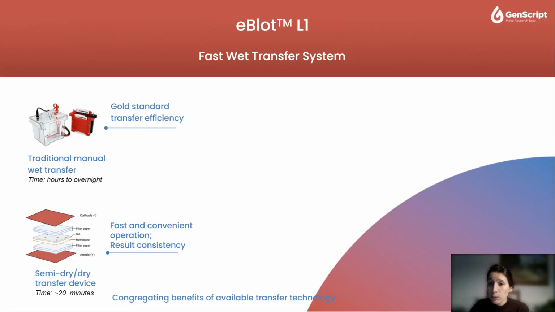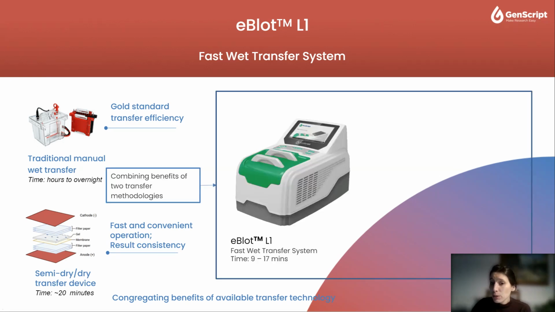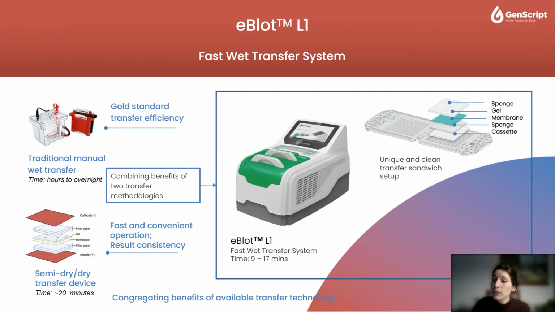The first device I'm going to go into is the eBlot, which is a fast wet transfer system. I think a lot of people are probably familiar with the gold standard for transfer, which is really the traditional wet transfer using manual methodology. There are a couple of instruments out there that automate that process. However, none of them are wet transfer systems. So they are either completely dry or semi-dry. And while that definitely reduces your time, it is still fairly limited, as the results end up being inconsistent, as well as the transfer not being efficient.